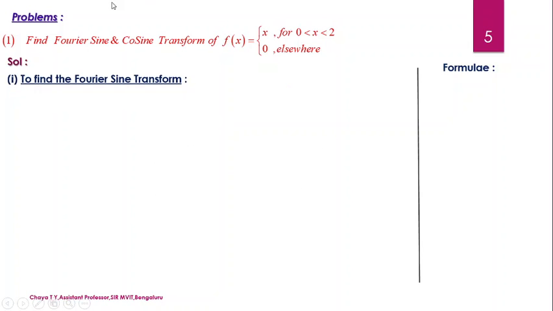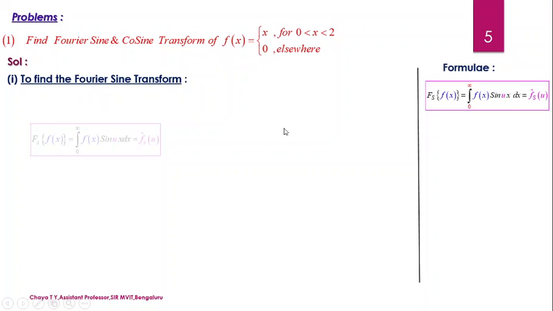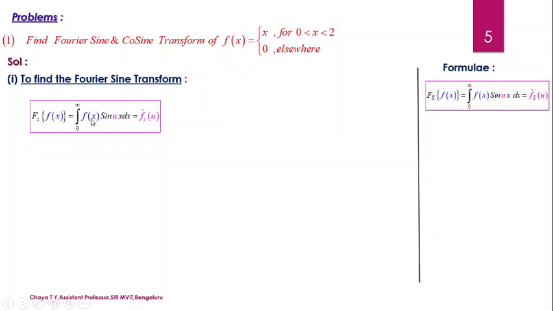So what is the first step? I am going to find the Fourier sine transform. So we need to write the definition of the Fourier sine transform. So this is our definition. Fs cap of u is integral 0 to infinity f of x sine ux dx. First write down the definition, then substitute for f of x.